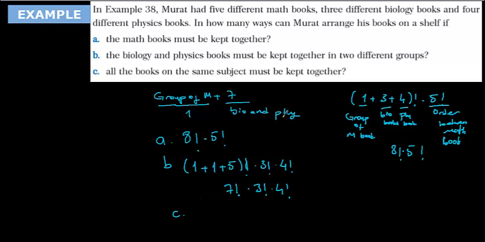Okay, the last one: all books on the same subject must be kept together, which means math books, biology books and physics books are going to be kept together, and we arrange the groups 3 factorial different ways, the math books 5 factorial different ways, the biology books 3 factorial different ways, and the physics books 4 factorial different ways. If you remember, we calculated this one before. There are 3 groups of books, the arrangement between 3 groups of books. We solved this question before, and the result is the same.